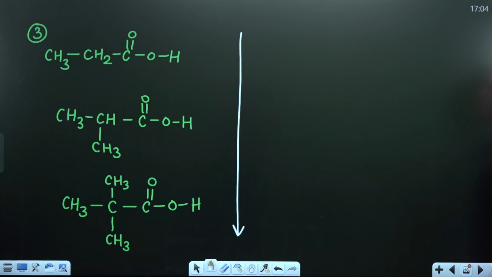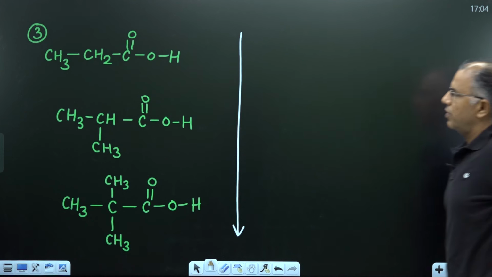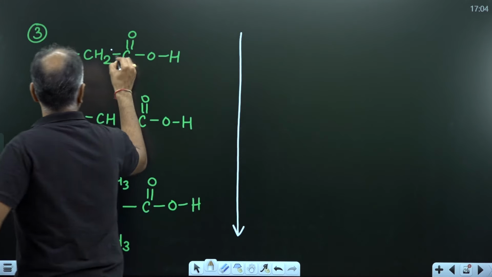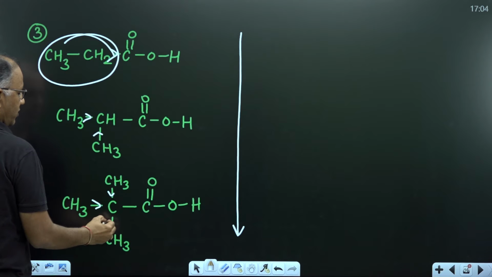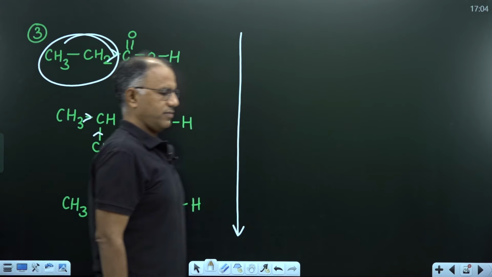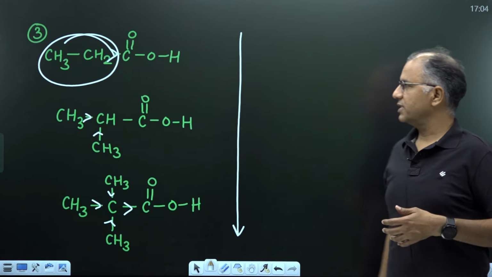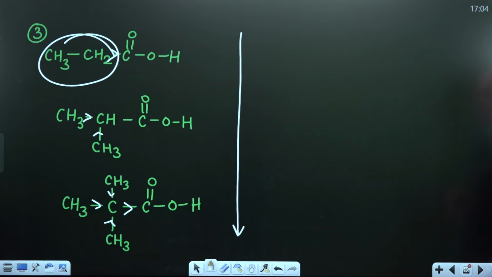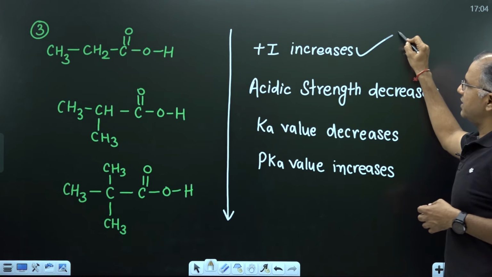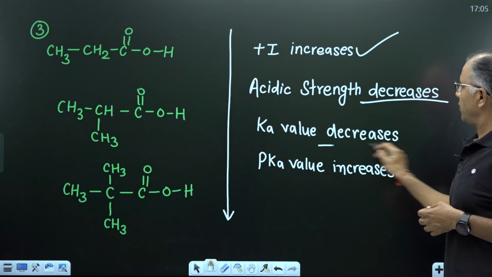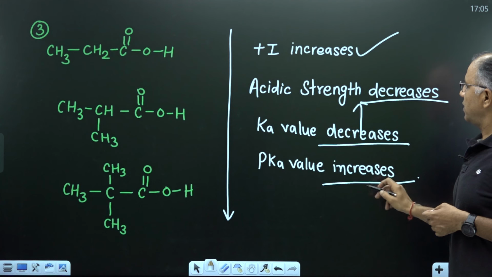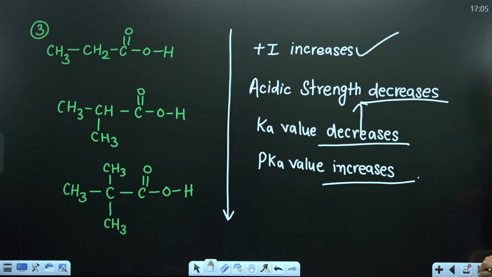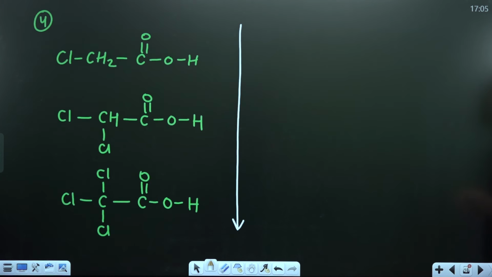Now try this. Say third example, again there is a plus I, again plus I, again plus I. What is your answer? Acidic strength decreases or acidic strength increases? Since plus I increases, acidic strength decreases, Ka value decreases, pKa value increases. Ka directly proportional, pKa inversely proportional to acidic strength. Now try this.